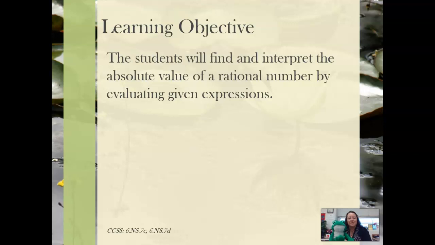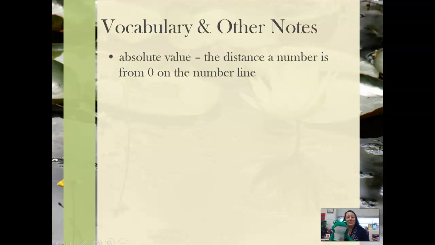And as we've learned, a rational number is any number that can be written in fraction form as long as the denominator is not zero. This includes all the integers, terminating decimals, and repeating decimals. Today's vocabulary word is absolute value. Absolute value is the distance a number is from zero on the number line.